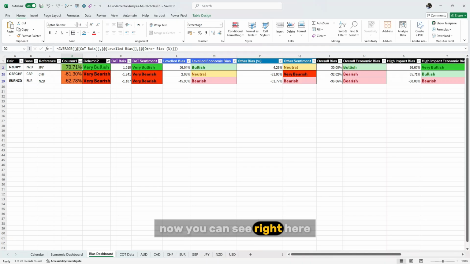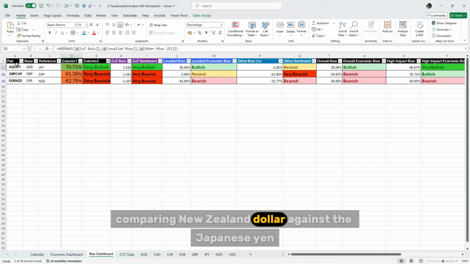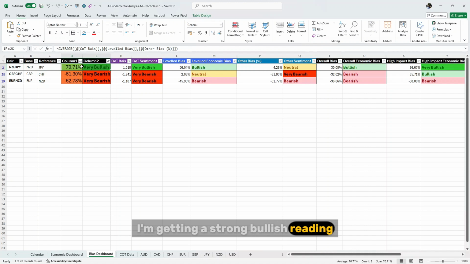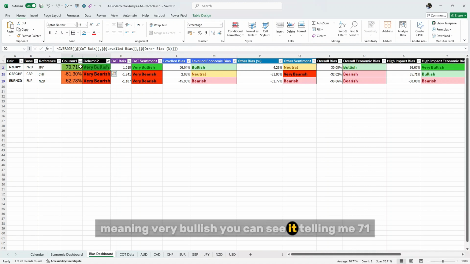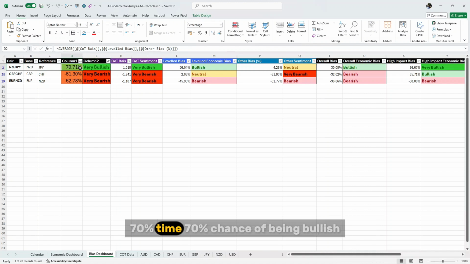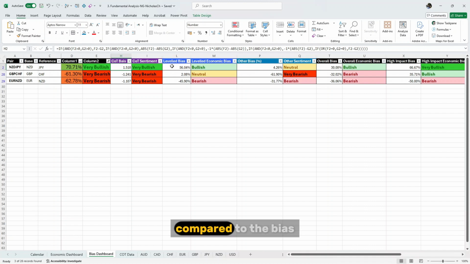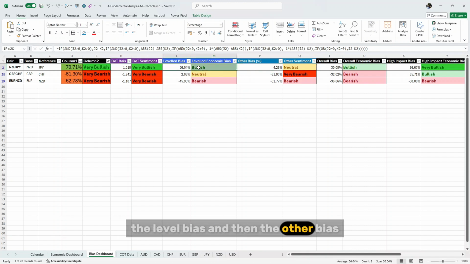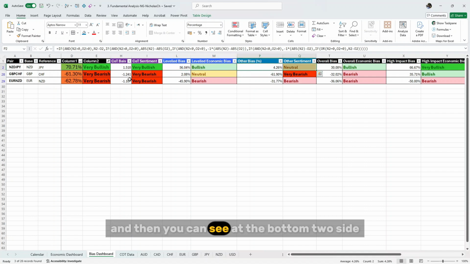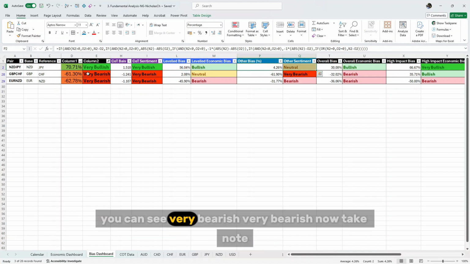Now you can see right here, comparing New Zealand dollar against the Japanese yen, I'm getting a strong bullish reading, meaning very bullish. You can see it telling me 70% chance of being bullish based on when you add the COT positions compared to the level bias, and then the other bias. And then you can see at the bottom 2 sides, you can see very bearish, very bearish.